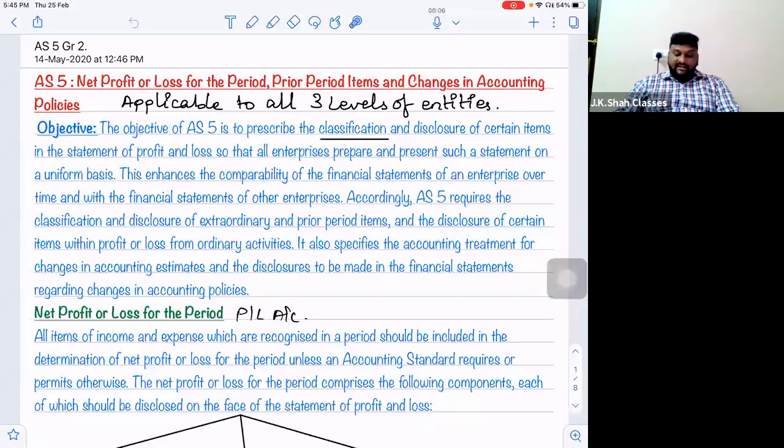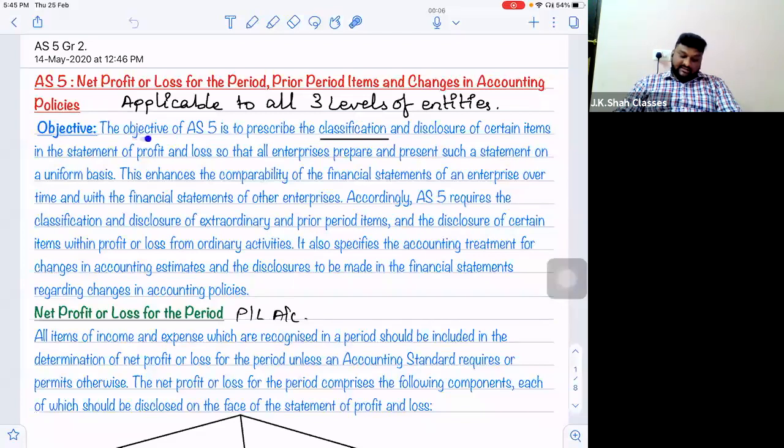Now, this AS is applicable to all the 3 levels of entities. And this is a group 2 accounting standard. So you can see over here, I've written AS5 group 2. So this is a group 2 accounting standard applicable to all the 3 levels of entities. And the simple common sense behind it is, sir, every enterprise will prepare a profit and loss account. Correct? And if everybody has to prepare a profit and loss account, they have to follow the presentation and disclosure requirements of AS5. So let us have a look at the objective.